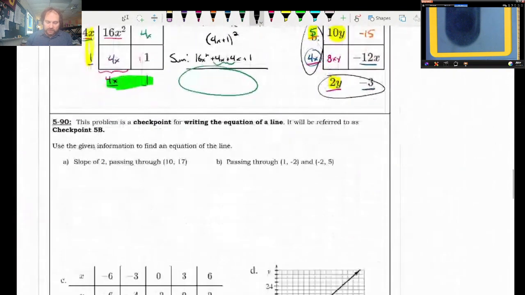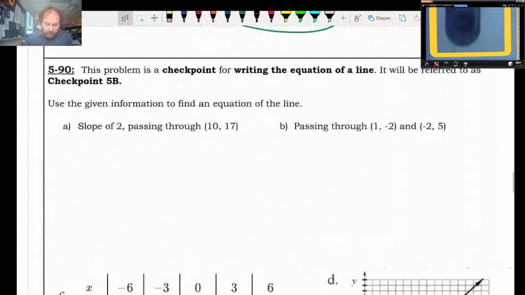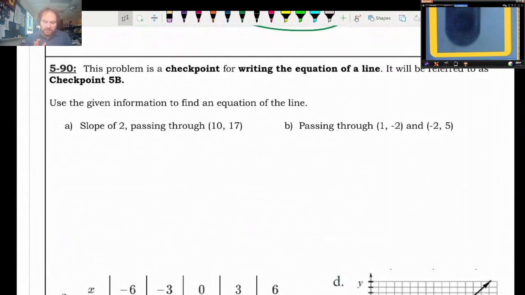Oh, I lied. There is a checkpoint question on this one, so I guess we have that to tackle next too. So this problem is a checkpoint for writing the equation of a line, and it's referred to as checkpoint 5b. So here's the thing we got to practice. This one, since it's a checkpoint, I will walk you through the entire problem because we're going to look at a lot of examples of this too.